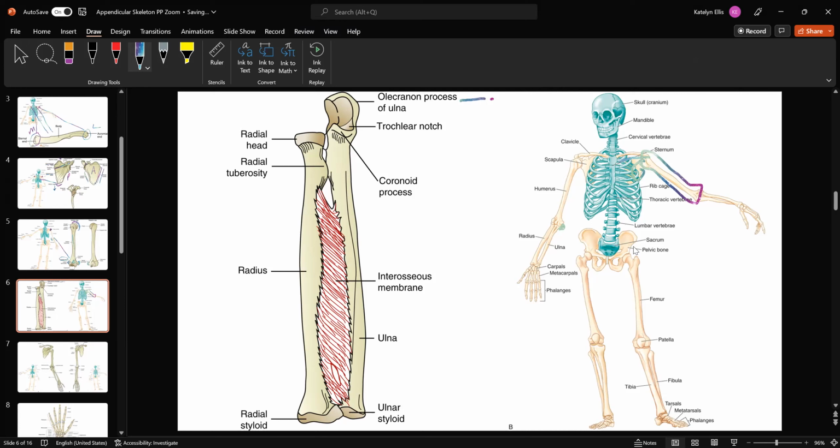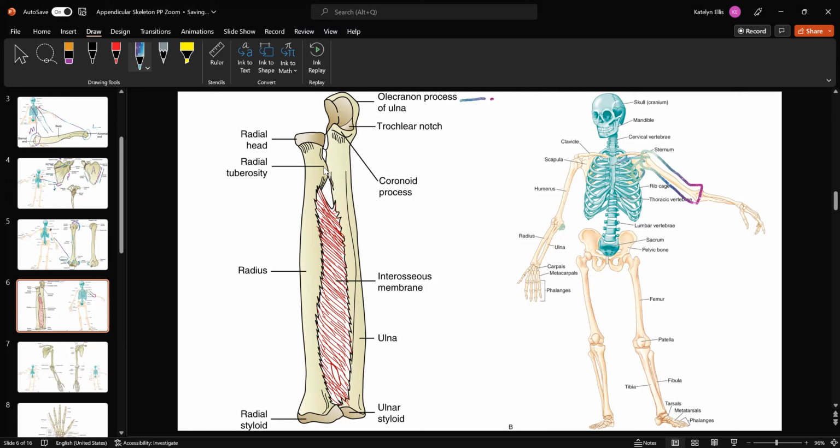This is your ulna. When you are standing in anatomical position, it is medial to the body. It is on the side of your pinky finger. Your radius is on the lateral side of your body when in anatomical position, and it is by your thumb. All right. This is the radial head. This is the radial tuberosity. And it acts as a little hinge right there onto the ulna.